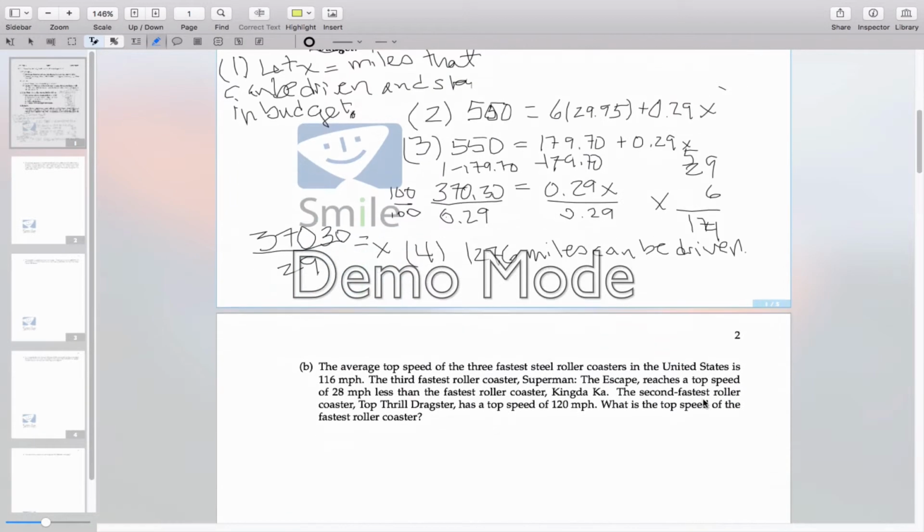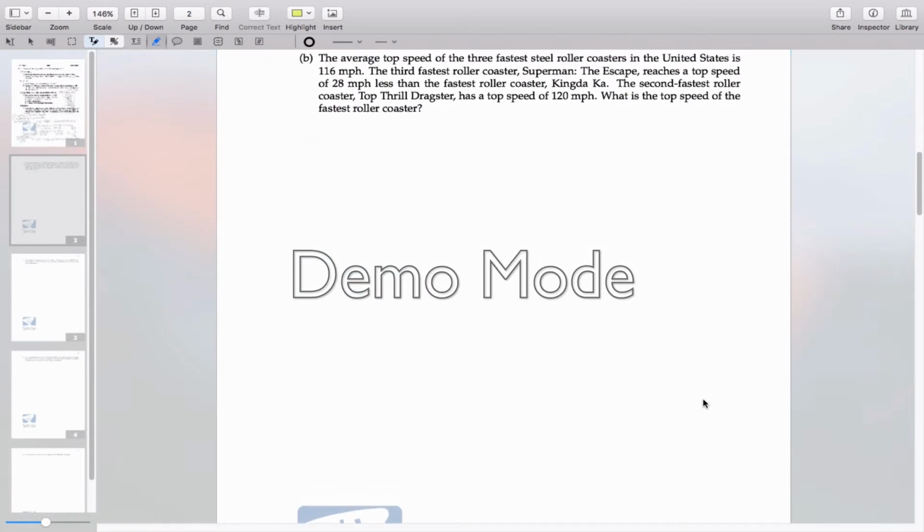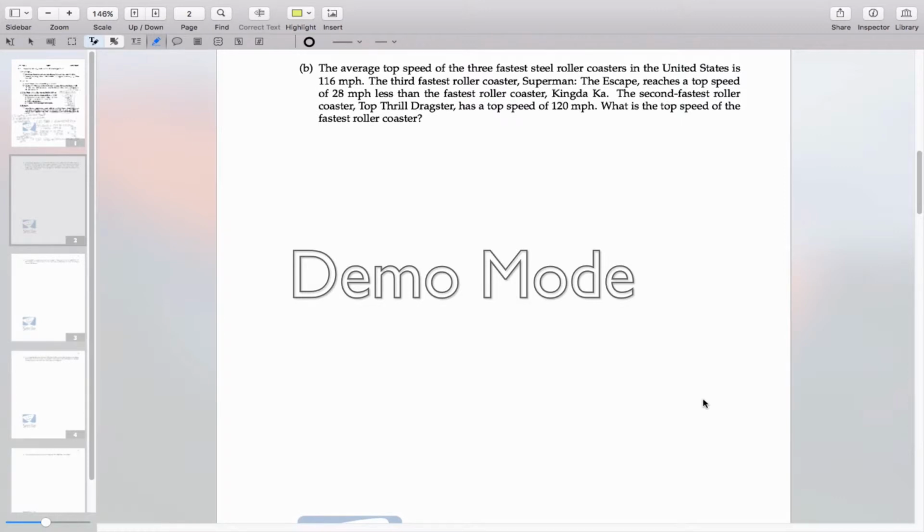Okay, let's go to the next problem. And again, let's read the problem. The average top speed of the 3 fastest steel roller coasters in the United States is 116 miles per hour. So immediately, I know that I'm going to be adding some numbers up, 3 of them in fact. So I know I'm going to be adding 3 numbers and dividing by 3. And I know that's going to equal 116.